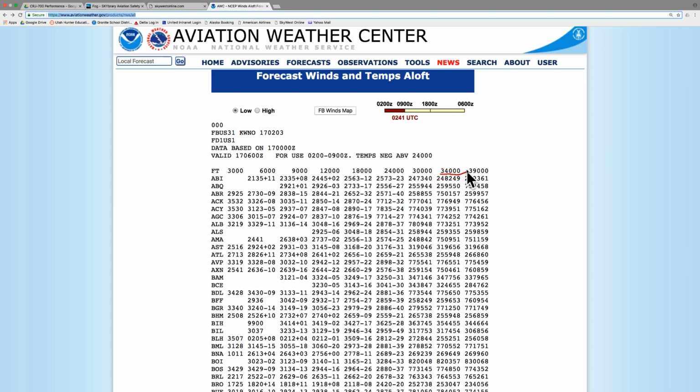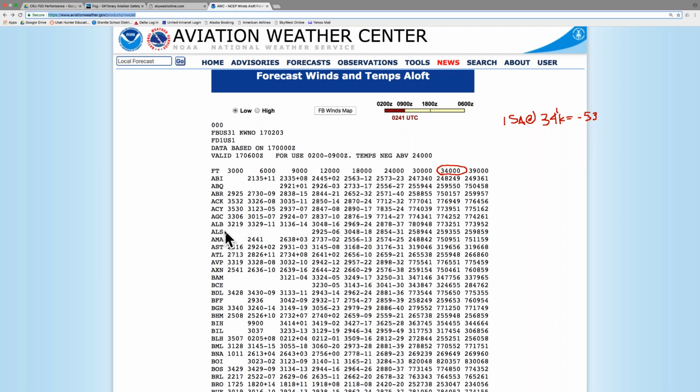So the first thing that we do is figure out what ISA is at 34,000 feet. So do that equation that we just learned. Negative 53. Our standard temperature at 34,000 feet is negative 53 degrees. Just hold on to this number here.